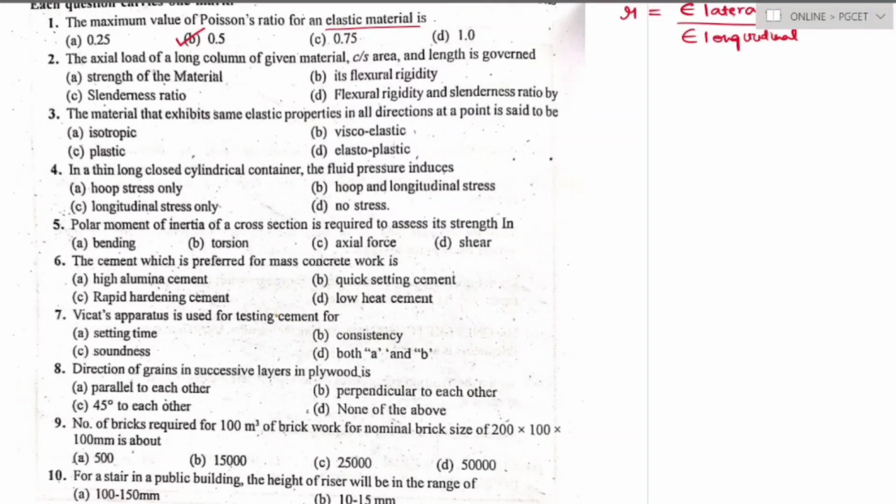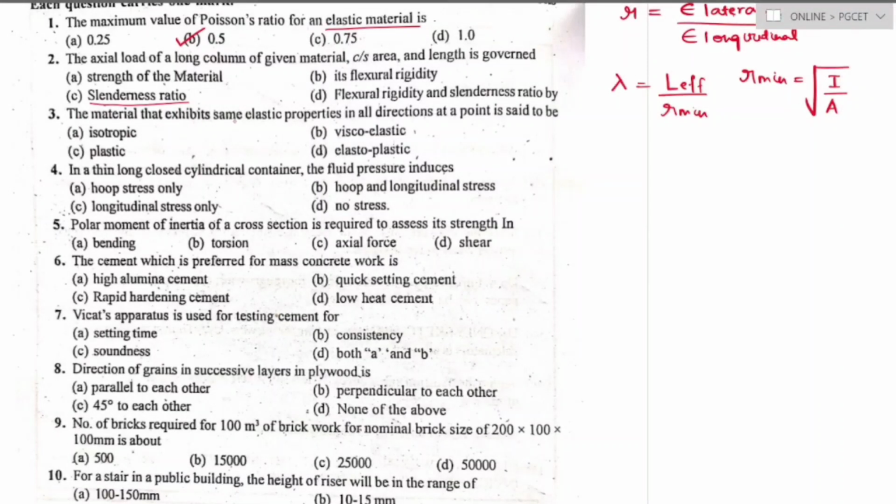Question number 2. The axial load of a long column of a given material, cross-section area and length is governed by slenderness ratio. Slenderness ratio is denoted by symbol lambda and it is the ratio of effective length of the column by least radius of gyration, where least radius of gyration is given by square root of I by A. I is the moment of inertia and A is the cross-sectional area.